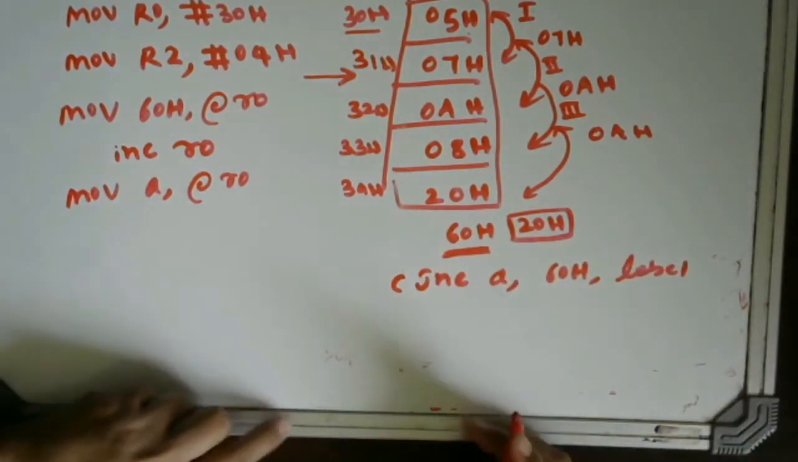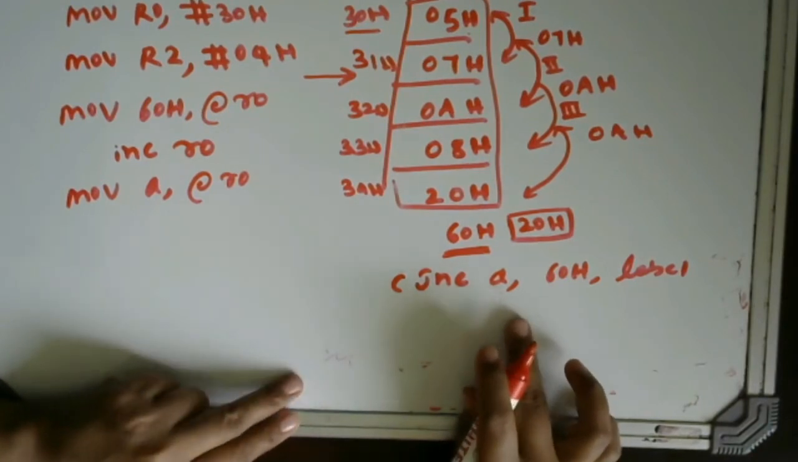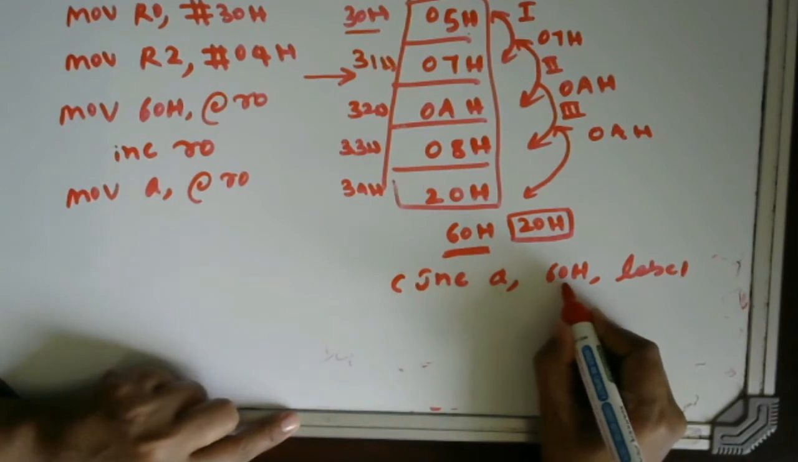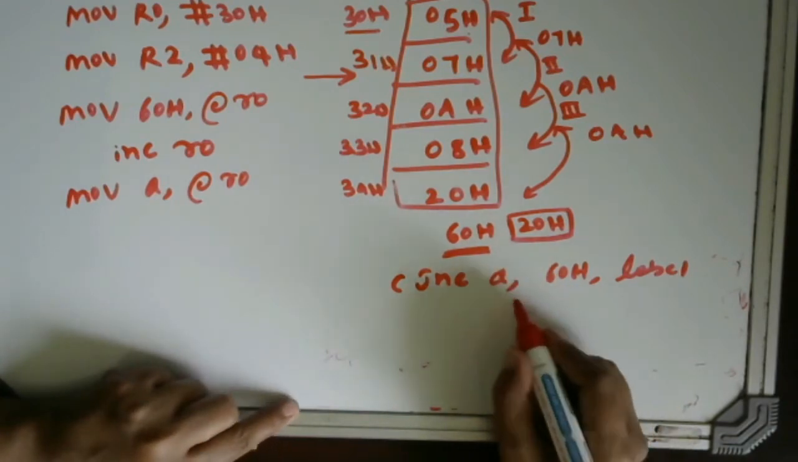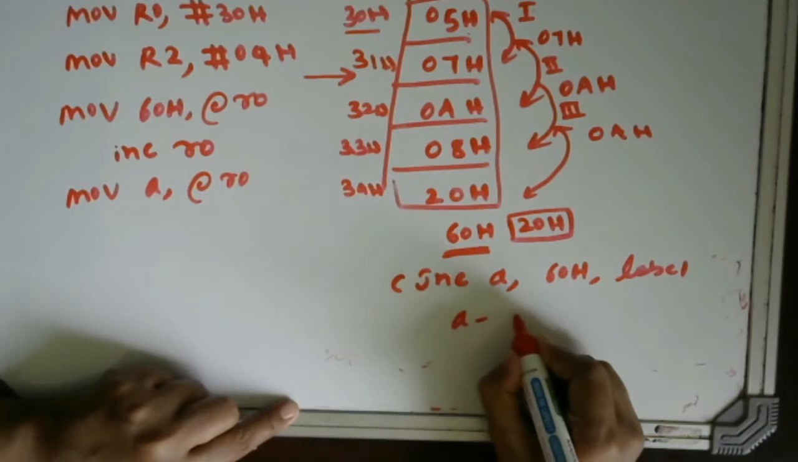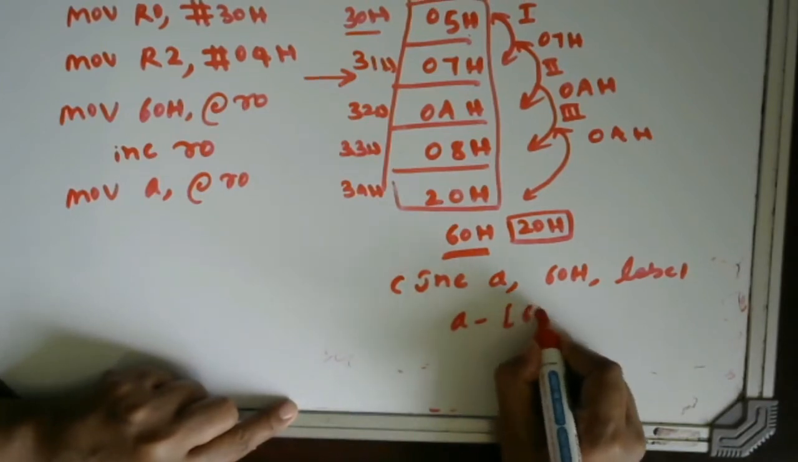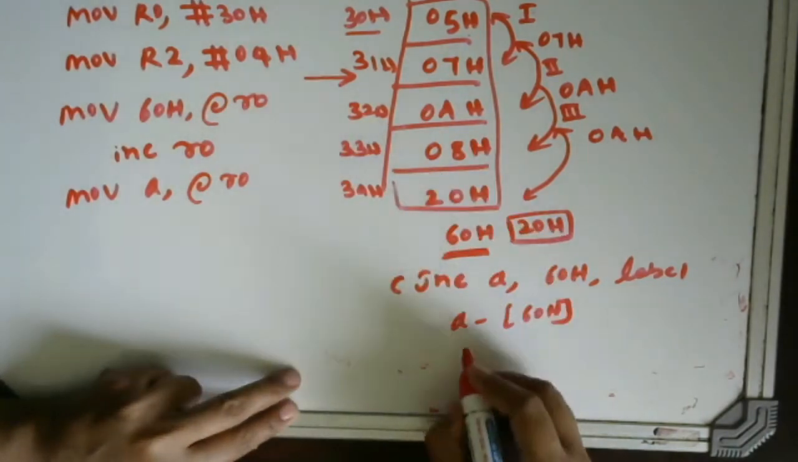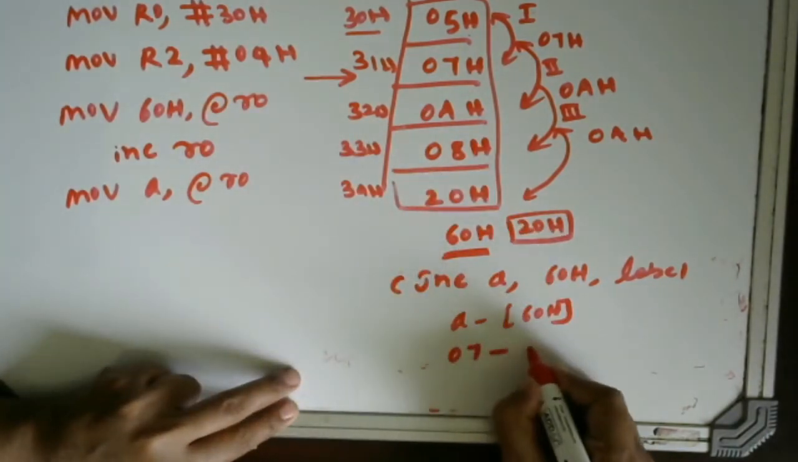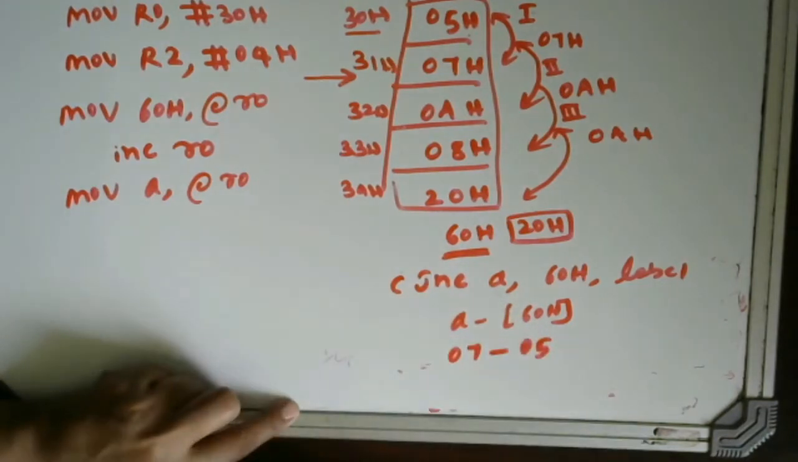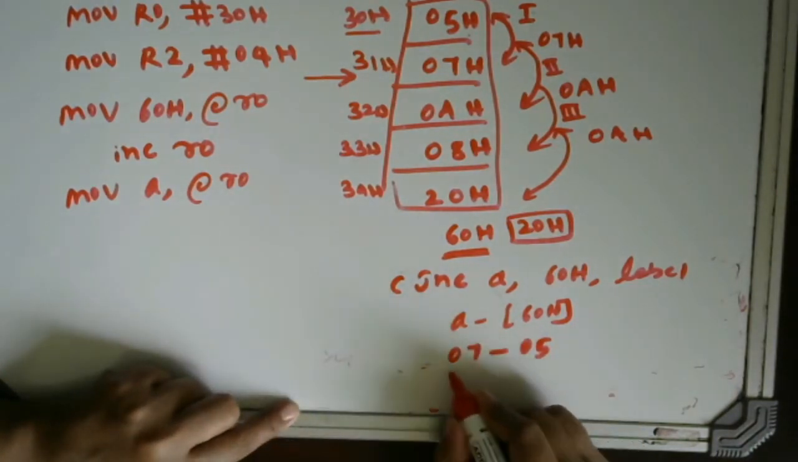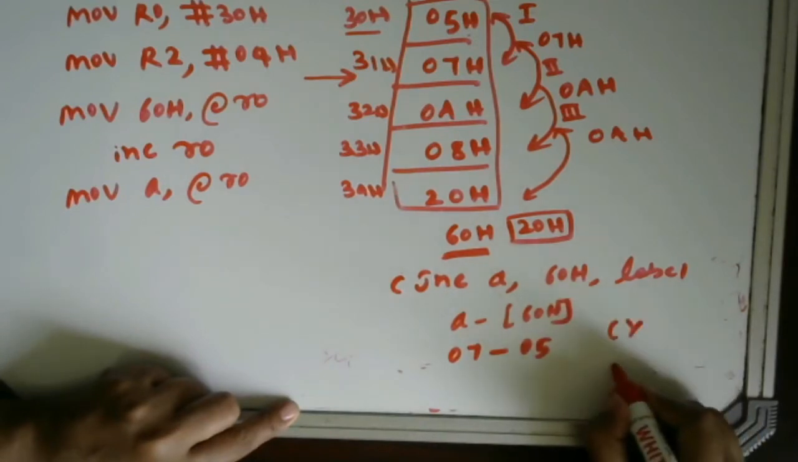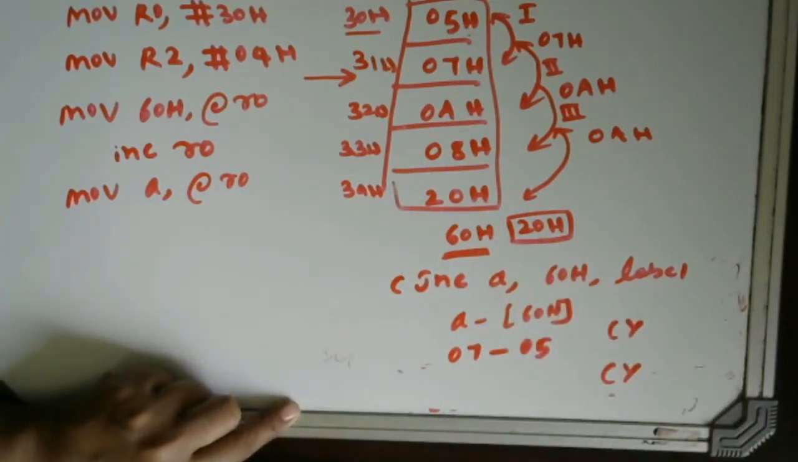So now whenever this instruction is executed, the internal circuit subtracts the data present in 60H from the accumulator. It's nothing but A minus 60H. So in our case, A is having 07H and 60H is having 05H. Then depending upon this subtraction, it changes the carry flag.